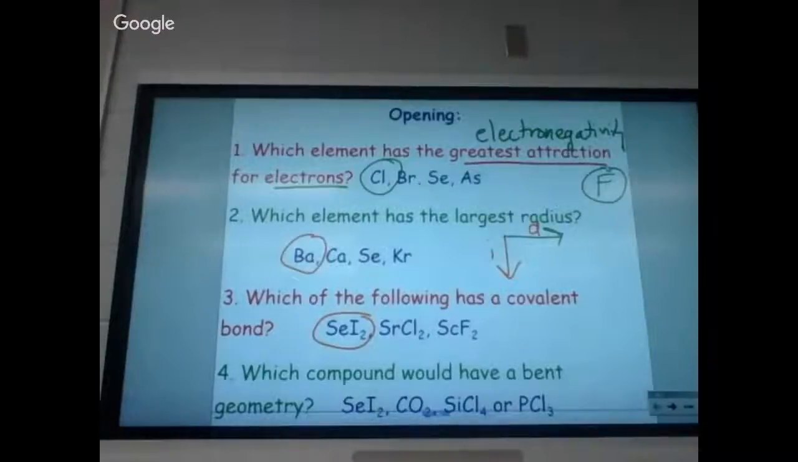You're going to look at the periodic table, and if you have a metal and a non-metal, what kind of bond is it? It's ionic. If you have two non-metals, it's covalent. So who up there is two non-metals?